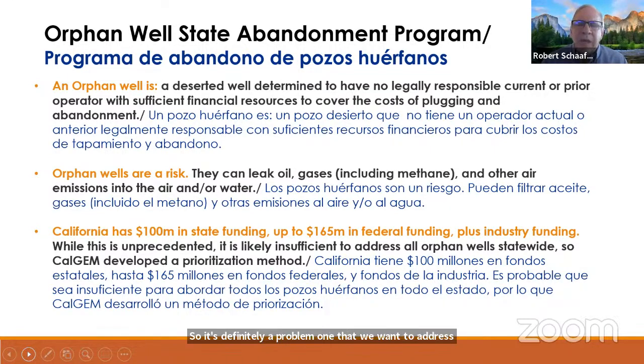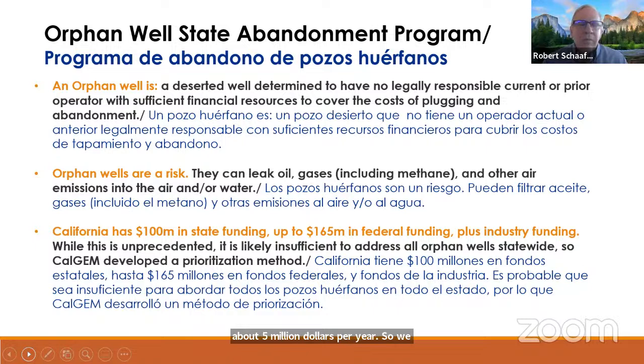The problem has been in the past, we haven't had much funds to address that. But the good news is now we do have funds available. We've received $100 million from the state of California to address this issue. And we hope to get up to 165 million from the federal government and programs that they put together by the end of this year. In addition to that, we also get industry funding in the range of about $5 million per year.